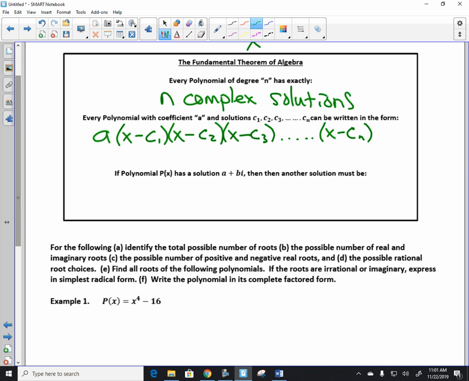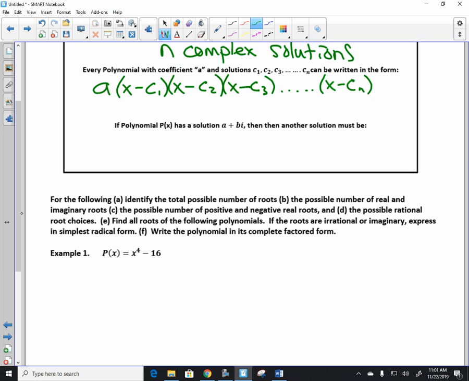And finally, the other piece, which is really helpful: if a polynomial p of x has solution a plus bi, then another solution must be a minus bi. The conjugate. Complex solutions, imaginary solutions, come in pairs. You never just have one. You're always going to have 2 or 4 or 6 or 8.